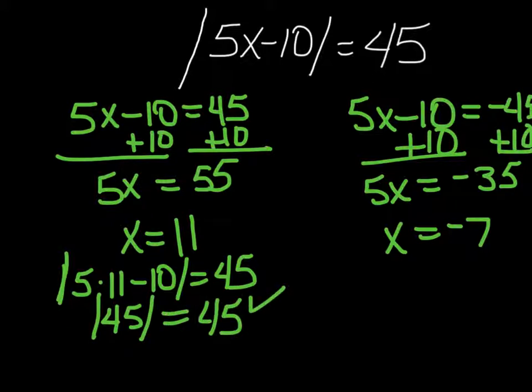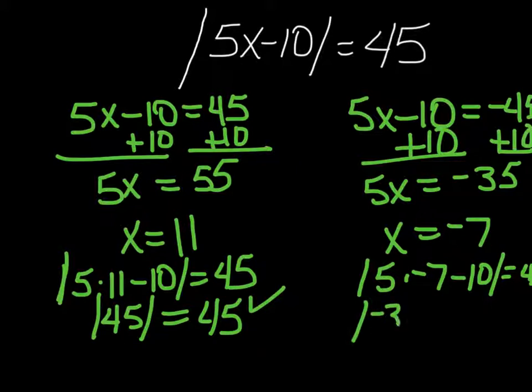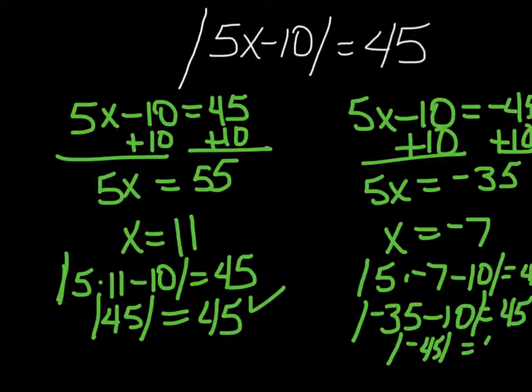So we're good. Now we're going to substitute negative 7 in. The absolute value of 5 times negative 7 minus 10 needs to equal 45. So 5 times negative 7 is negative 35, minus 10 is negative 45. So that's the absolute value of negative 45 equals 45. And that is true, because the absolute value of a number is its distance from 0, and negative 45 is 45 units from 0, so we're good.